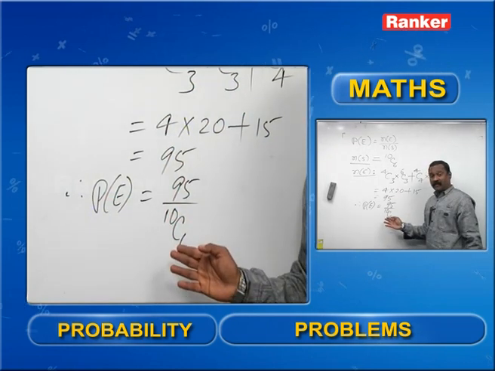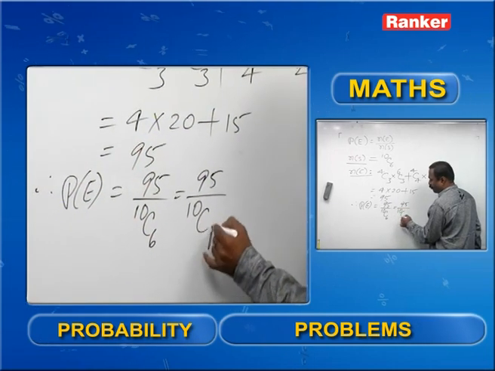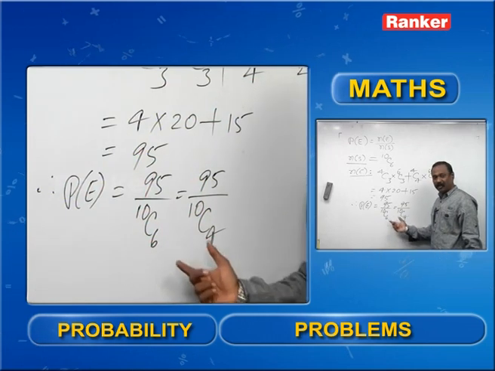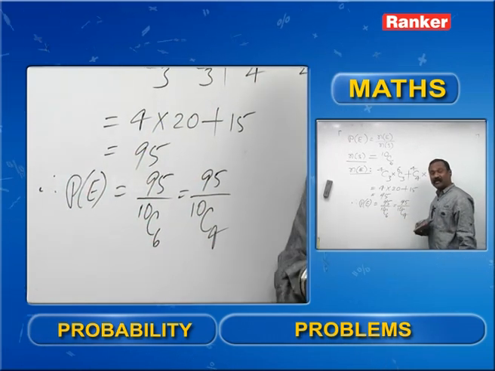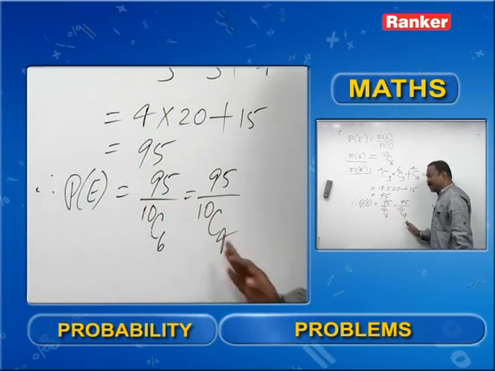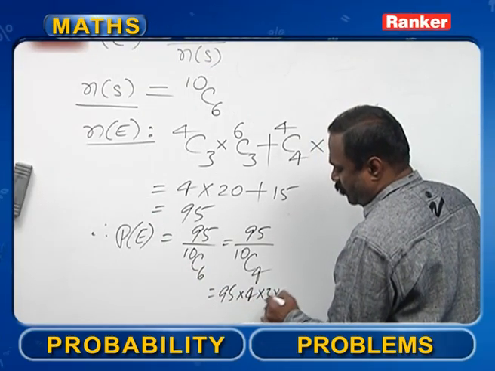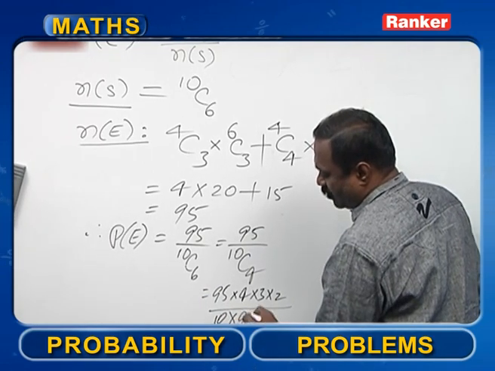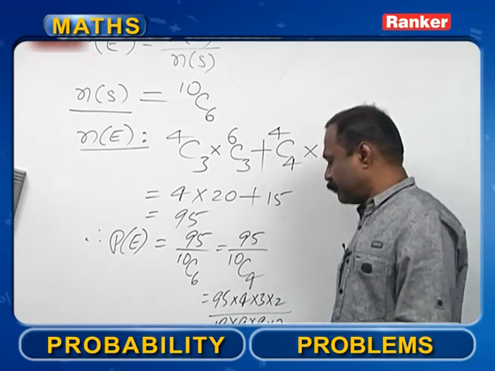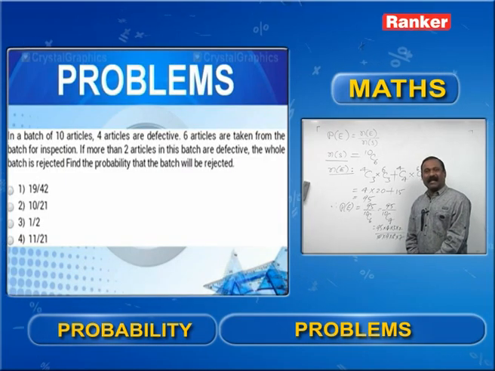For the sake of simplification, instead of 10C6 you can write it as 10C4 also, because nCr is equal to nC(n-r). These are the groups. There will be no internal arrangement. The order of things is not considered. So 10C6 is nothing but 10C(10 minus 6), 10C4. So it is 95 into 4 into 3 into 2 upon 10 into 9 into 8 into 7. If you simplify this, you'll be getting the final answer.